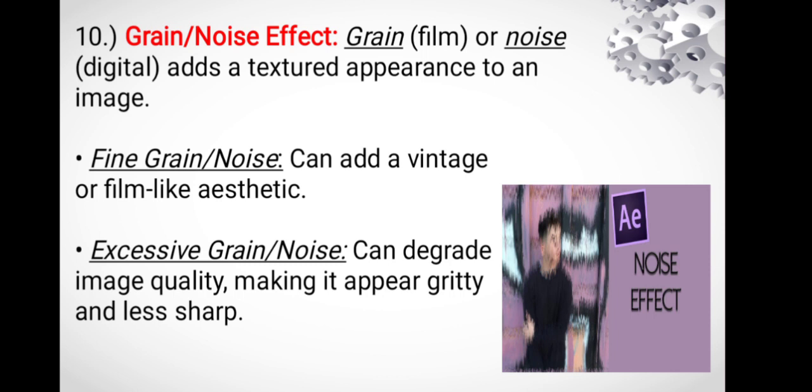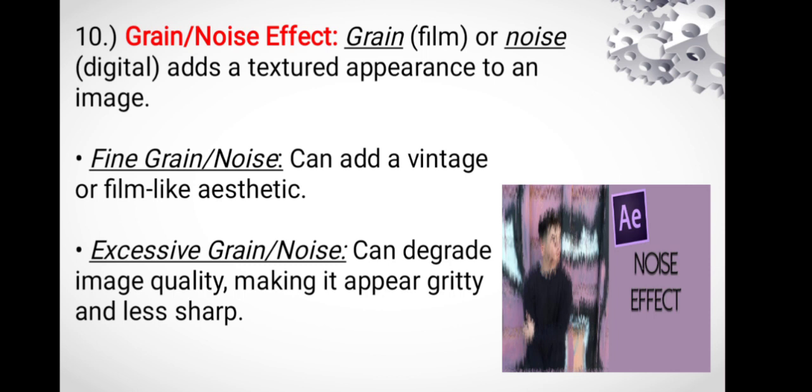Fine grain or noise. Fine grain or noise can add a vintage or film-like aesthetic to an image. In film photography, film grain refers to the texture created by the silver halide crystals on the film emulsion. In the digital realm, this is often referred to as noise. When used intentionally and in moderation, fine grain or noise can give an image a nostalgic, classic look reminiscent of older film photographs. It can add character and a sense of authenticity to the photo, enhancing its artistic or storytelling qualities.